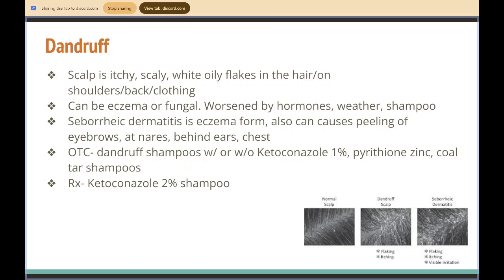Over the counter, we have dandruff shampoos with or without ketoconazole 1%, pyrithione zinc, and there are coal tar shampoos also available. Prescription ketoconazole 2% shampoo. Remember, this can be for some an irritating condition, and for some it can cause quite a bit of difficulty.